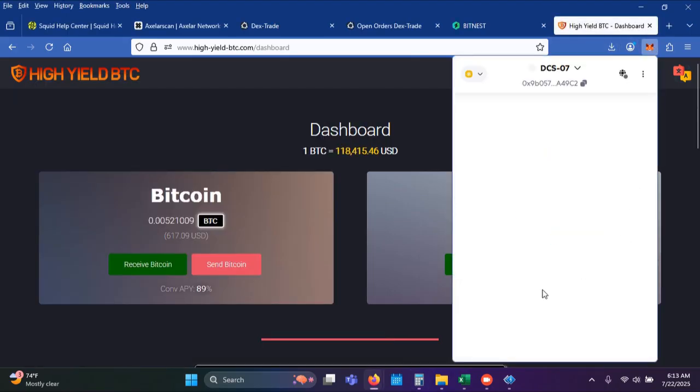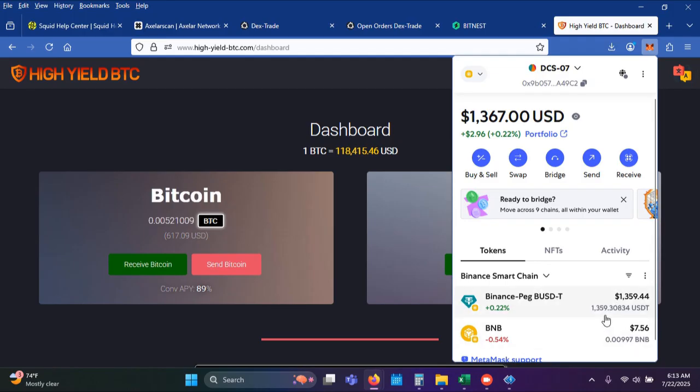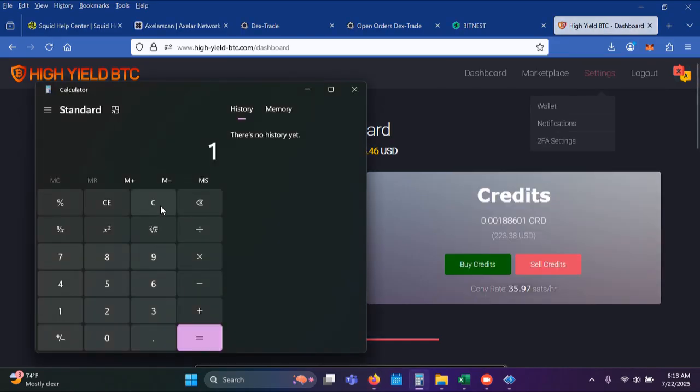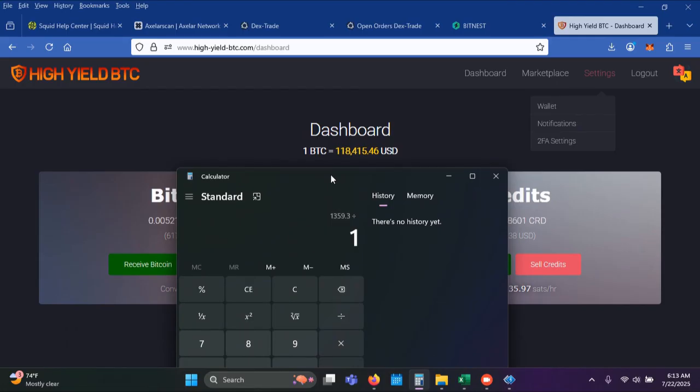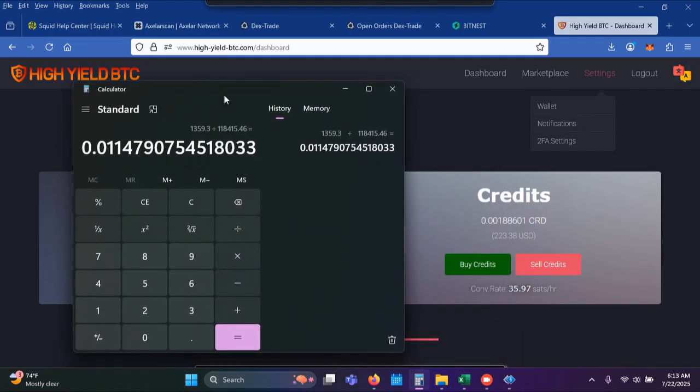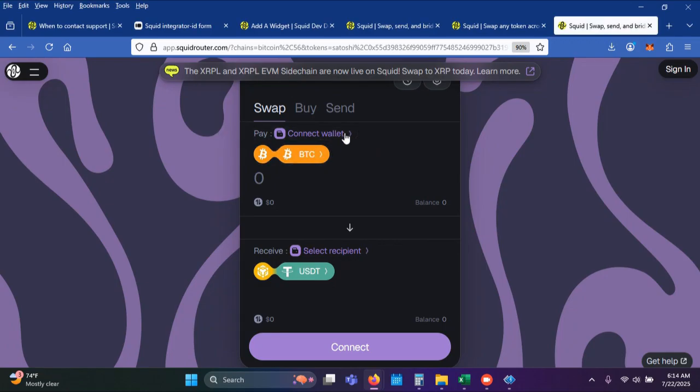So what is it that I have? 1359.30 divided by the current price of Bitcoin, which is 118,415.46. All right, guys. So if you did an exact conversion based on the price right now, that USDT would convert into this much Bitcoin, 0.011479. Now I'm going to use Squid Wallet here.